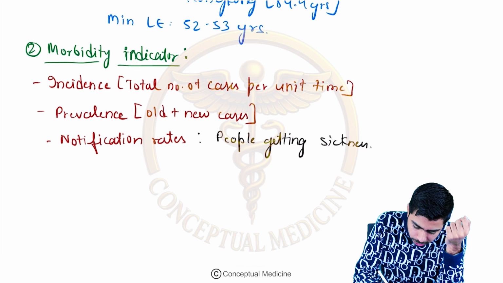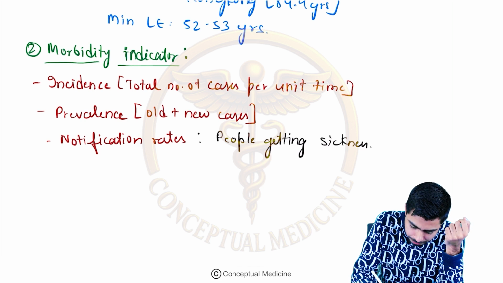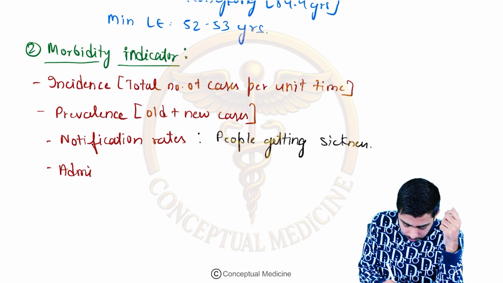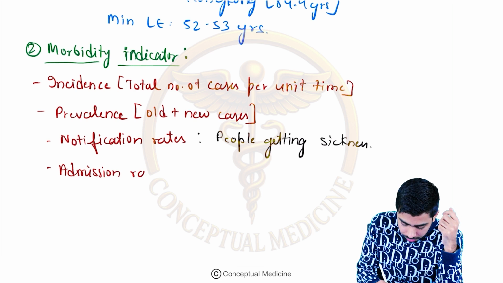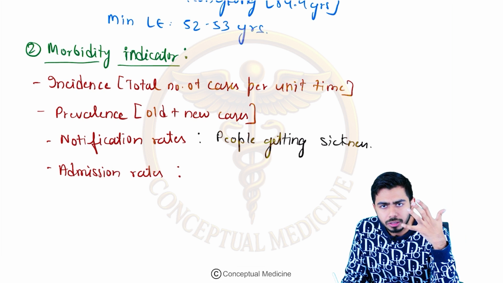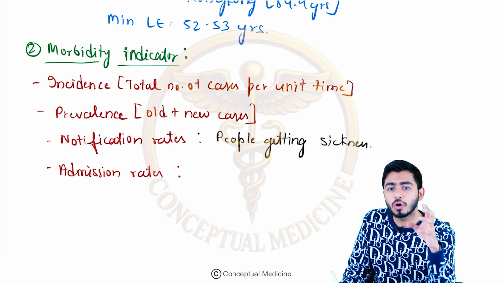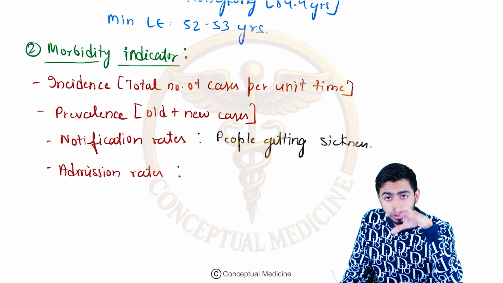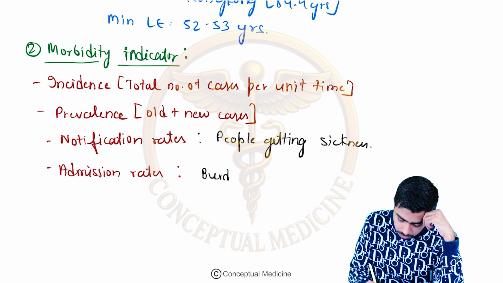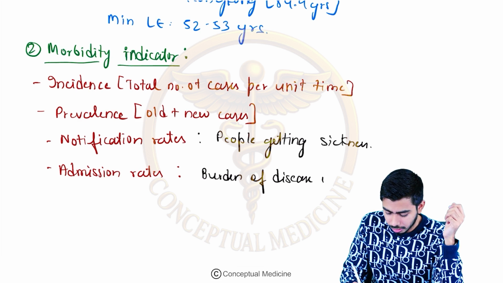Then next one is your admission rate, readmission rate, discharge rate. These are all coming in the morbidity indicator, right? It tells about the burden of the disease on the population, or the burden of the disease on society.